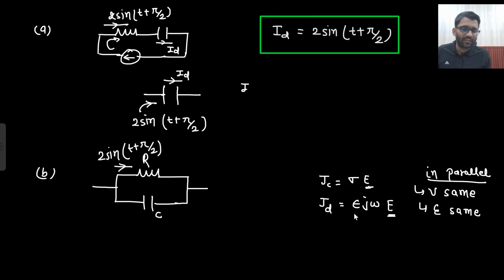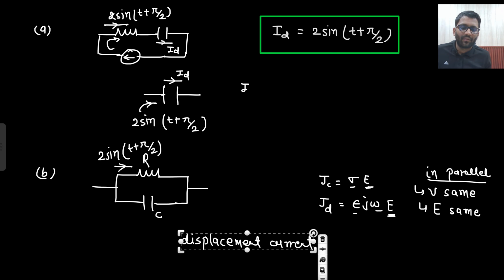Look, epsilon is constant. Omega is constant. Sigma is constant. E is constant. E means this capital E I am talking about. So for both of them, E is same, sigma is same, epsilon is same, omega is same. What does that mean? That displacement current will lead conduction current by 90 degrees. So displacement current will lead conduction current by 90 degrees.